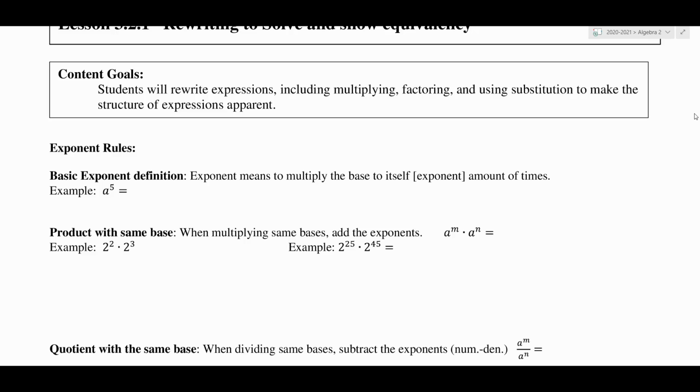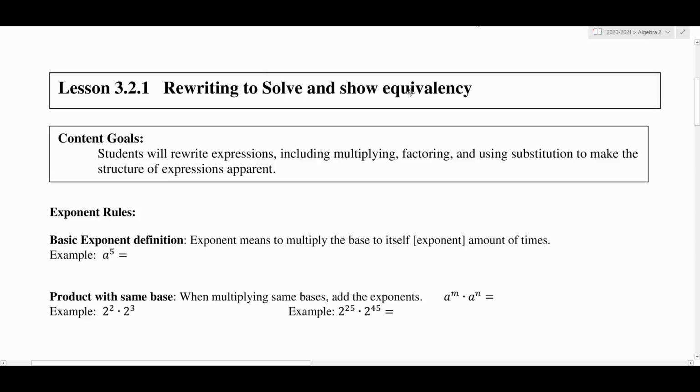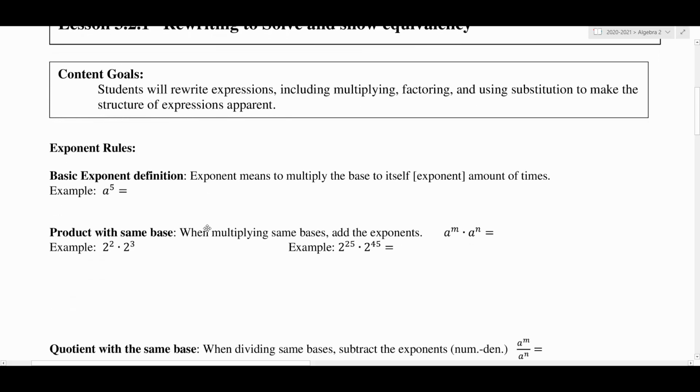Hello everyone, welcome back. Today's lesson 321, and again we're going to focus on rewriting, but this time we're going to focus on exponent rules. This is kind of a review from Algebra 1, where we're going to talk about what the definition of an exponent is and how we can use some of the rules that we learned back in Algebra 1 to rewrite certain algebraic expressions that involve exponents.